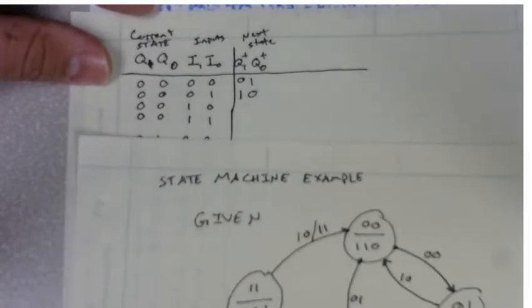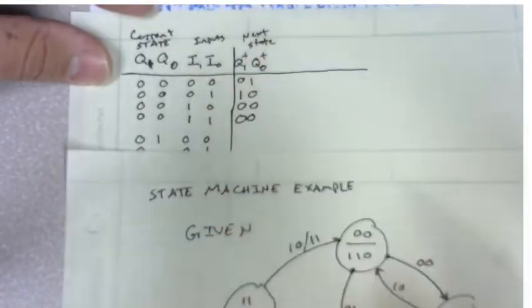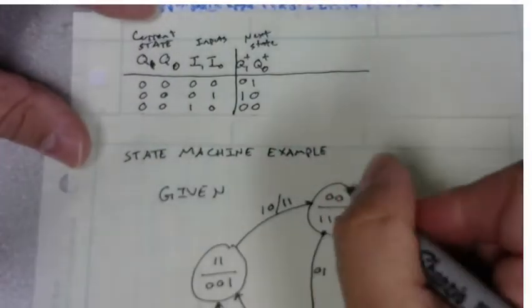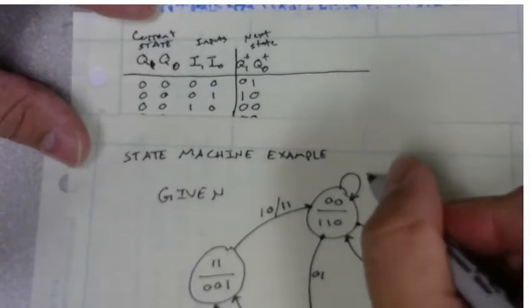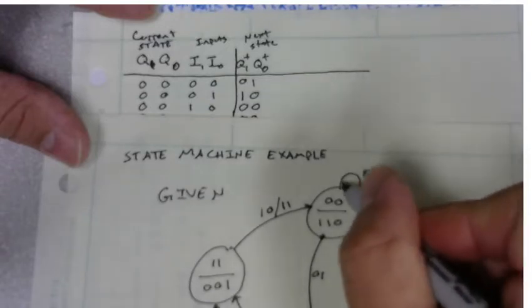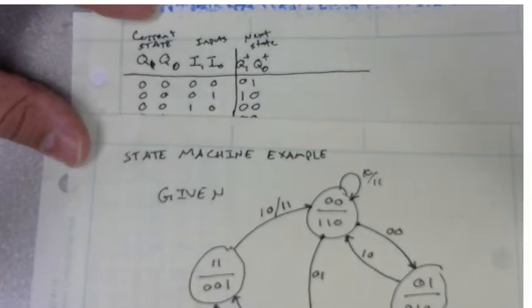There were no other ways to leave state 0, 0, so I can just write in state 0, 0 because it means that it's going to stay. Remember, if you don't see them leaving, then we're just assuming that it's staying in that state. And so for 1, 0 and 1, 1, we're just assuming that it stays there. Okay?